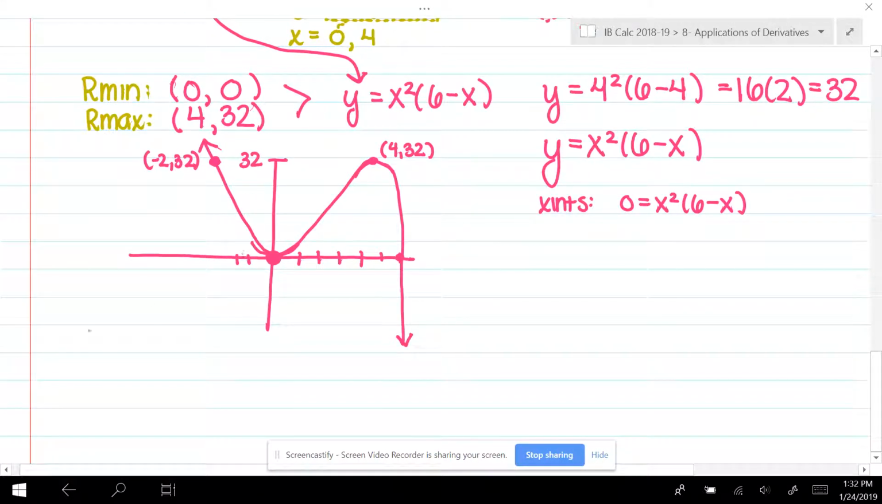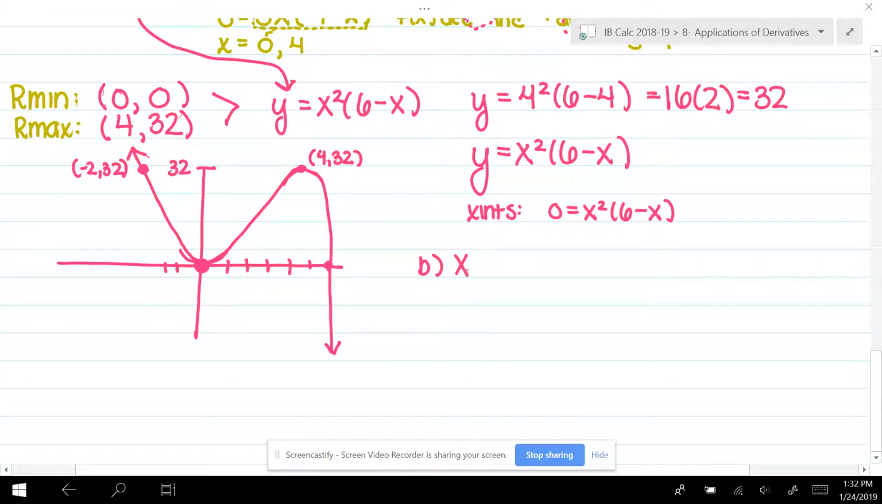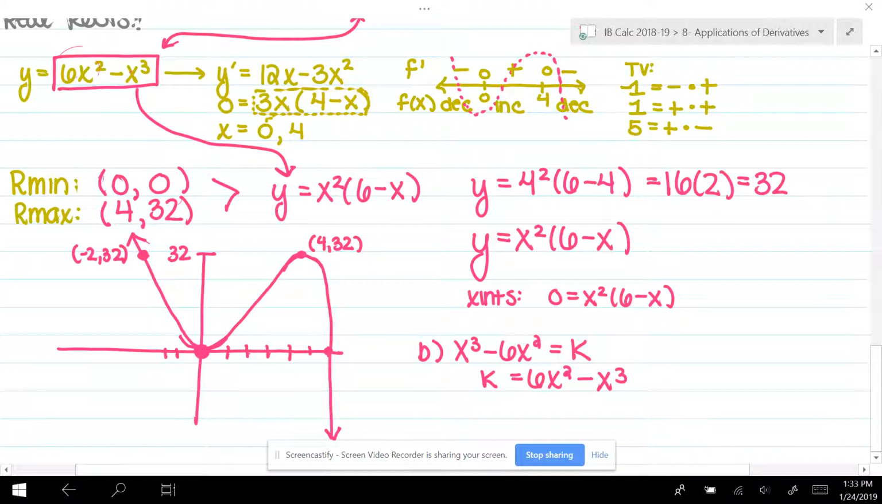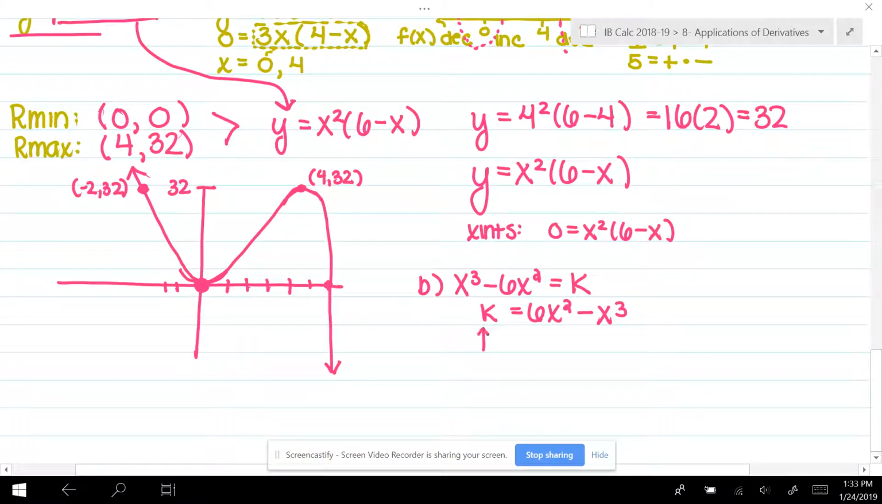So I'm just going to write part B down here. What they want us to do? X cubed minus 6x squared equals k. If I keep the k on one side and move the other guys to the other side, 6x squared minus x cubed, isn't that my original function? See? It's y. So they want to know if k is some number, and it's a sketchy way of asking it. K can be any number.